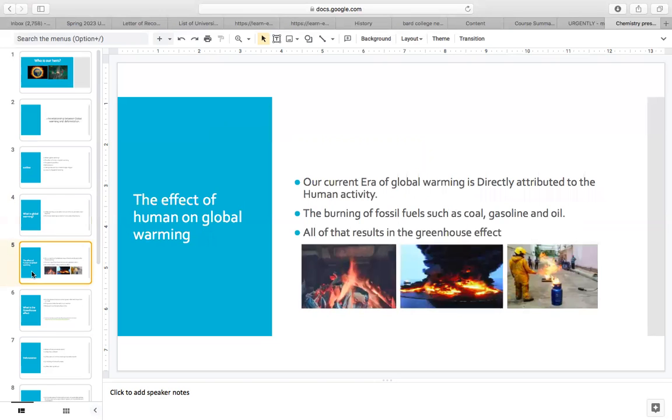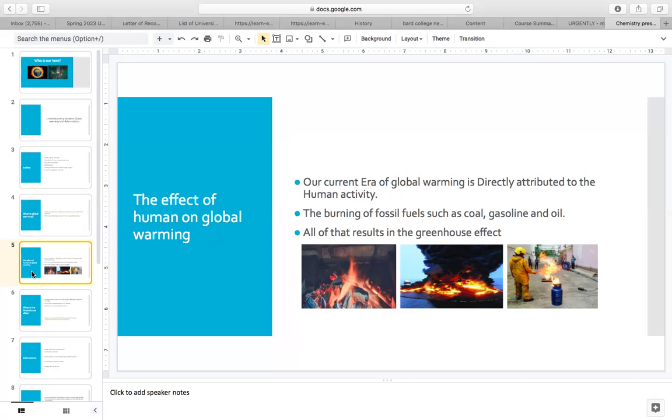Then we will move now to the effect of the human on global warming. There is no doubt that the human participates with a main role in increasing the global warming all over the world, which is very negative. Our current era of global warming is directly attributed to the human activity. The burning of fossil fuels, such as the burning of coal, in order for the train, gasoline, and oil. All of that results in having the greenhouse effect.